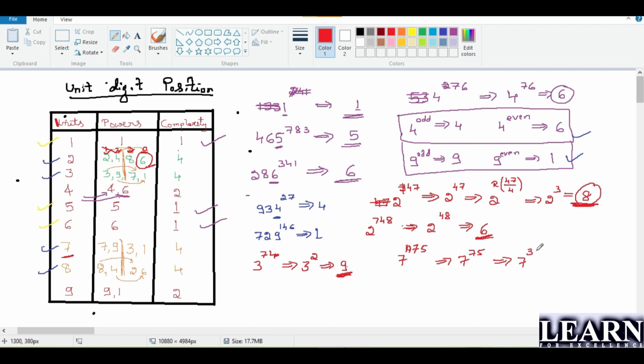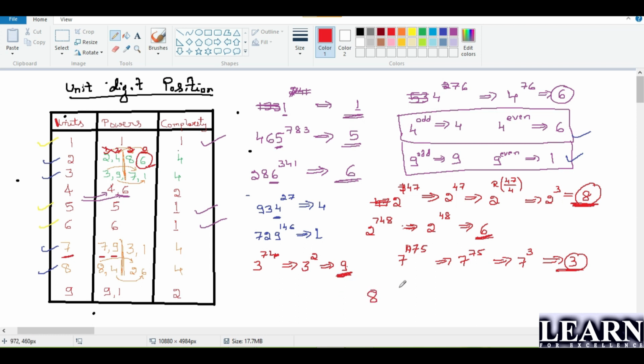What is 7 to the power 3? If you don't know 7 to the power 3, just understand this table. We have 7 power 1 is 7, 7 to the power 2 is 9. 7 to the power 3 will be the complement of the first number. That is nothing but 3. So the answer will be directly 3. Yes, good. Answer is 3. Clear? Next we'll go to the last number.